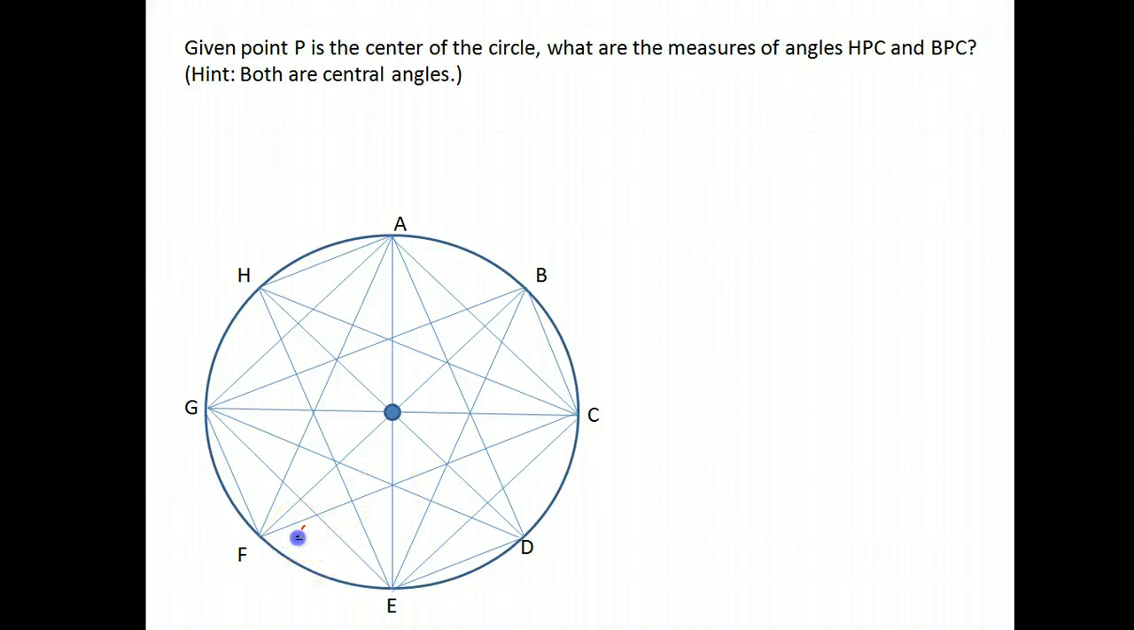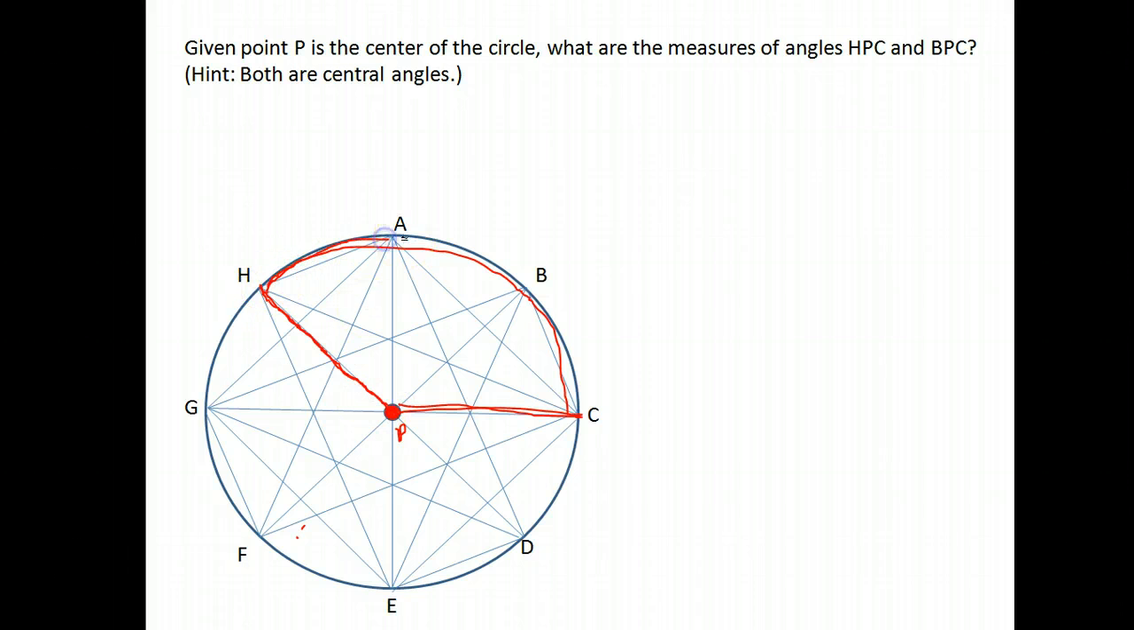So it says P is the center, so this point here is P. We want to know the measure of angle HPC, so starting at H, down to P, and out to C. Let's find that one first. Well, this angle has its vertex at the center of the circle, and when you have a vertex at the center of the circle, it's equal to the arc. It's not half of the arc, it's equal to it in measure. So let's find our arc.